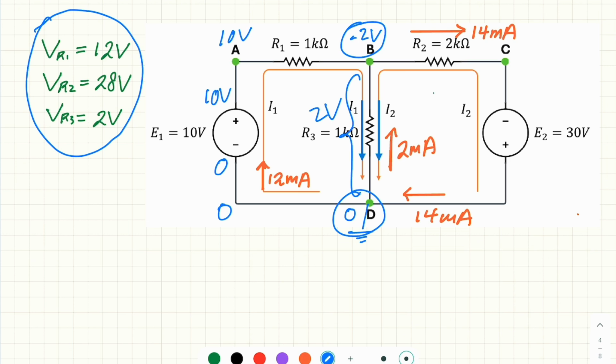We know the potential difference across R2 is 28 volt. So B is minus 2 minus 28, so this becomes minus 30. And again, E2 will step up the voltage from the negative to positive by 30 volt. So minus 30 plus 30 becomes 0. And this is exactly the voltage we assumed.